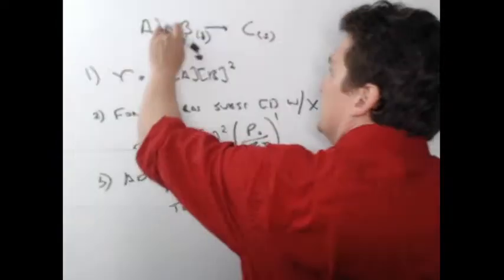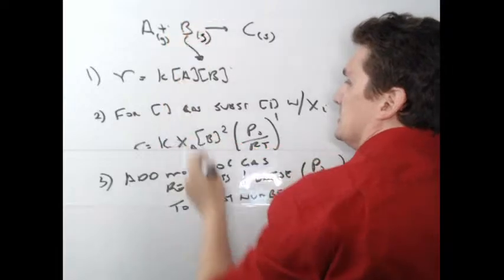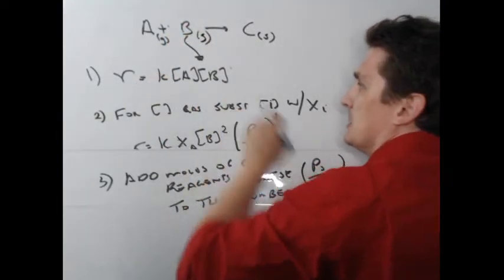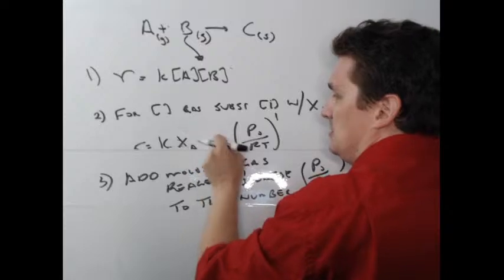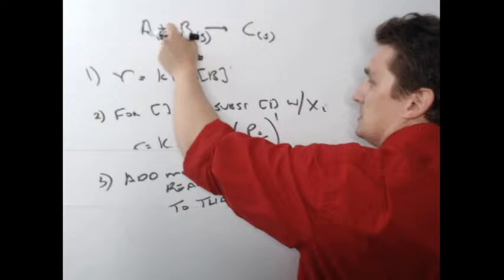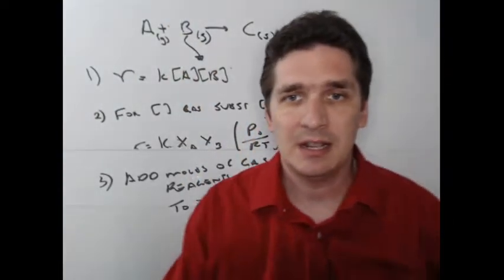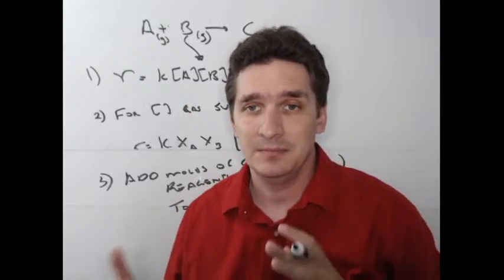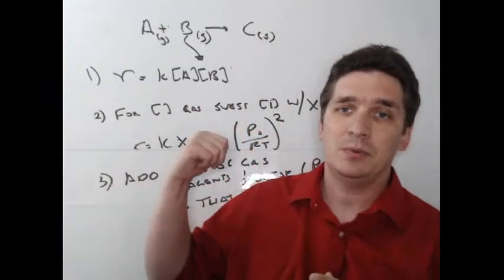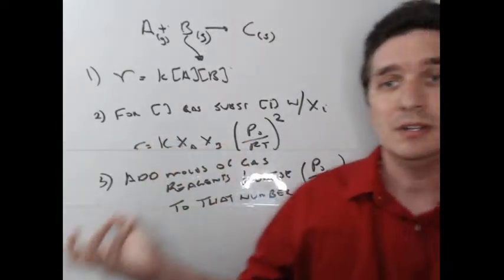Now let's say instead of being 2B, it's just 1B and they're both gases. If I follow this process again, I get K equals A times B. I'm going to substitute out the concentrations for their mole fractions. I have 2 moles of gas here, so that gives me raising it to the second power. So in terms of pressure dependence, it's a second order pressure dependence, and the expression is K XA XB P naught over RT quantity squared.